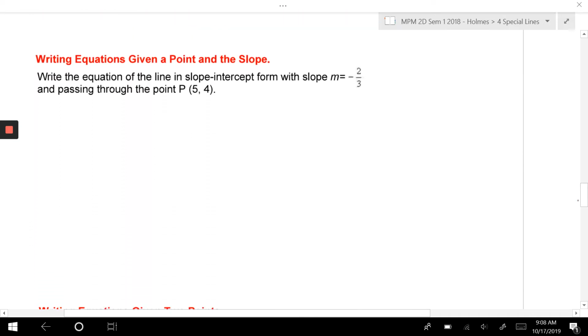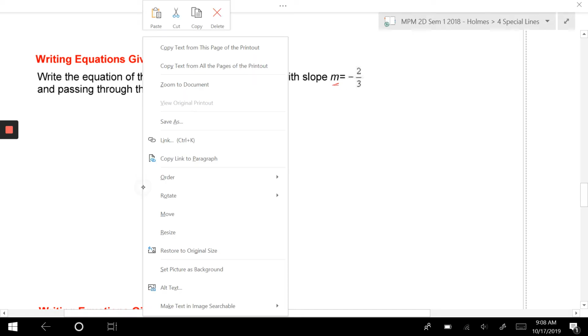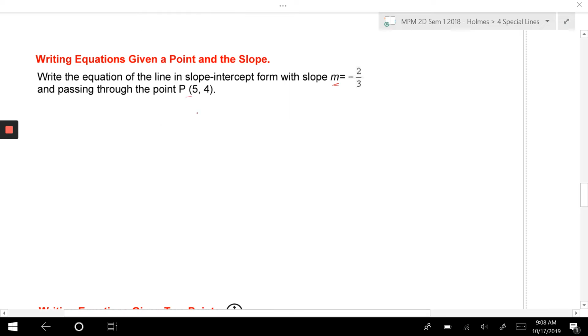Okay. What about if we want to write an equation given our slope and our point? It says write the equation of the line in slope y-intercept form. So I have to put it in the form y equals mx plus b. But given that I'm given a slope and a point, I'll just rewrite those. My slope m is minus 2/3, and my point P is 5, 4.